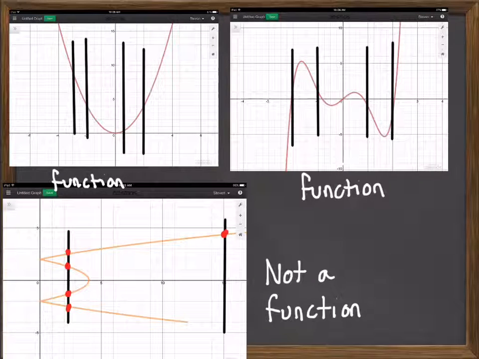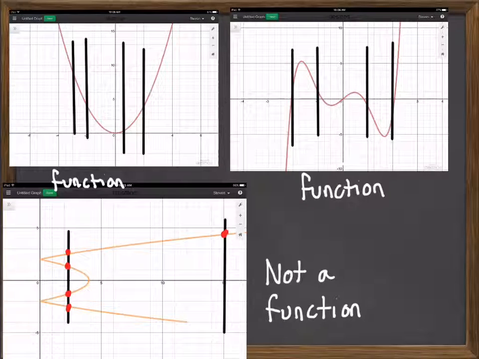So this vertical line test is fairly straightforward once you get the idea. If you can draw a vertical line that crosses the graph more than once, and it only has to happen one time, to disqualify it as being a function. But if you can get by with drawing any vertical line you want and it only crosses the graph once, then the thing is a function. Okay, so this is the vertical line test.